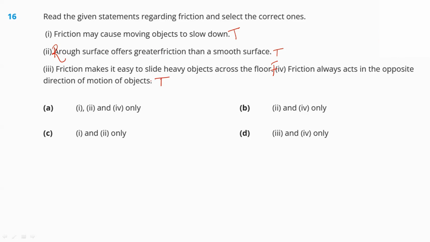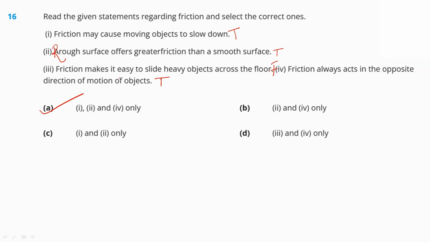So it is 1, 2, and 3 only. Okay, 1, 2, and 4 only. I'm sorry, 1, 2, and 4 only. So option number A is our right answer. We have to select the correct ones. So option number A, 1 and 2.